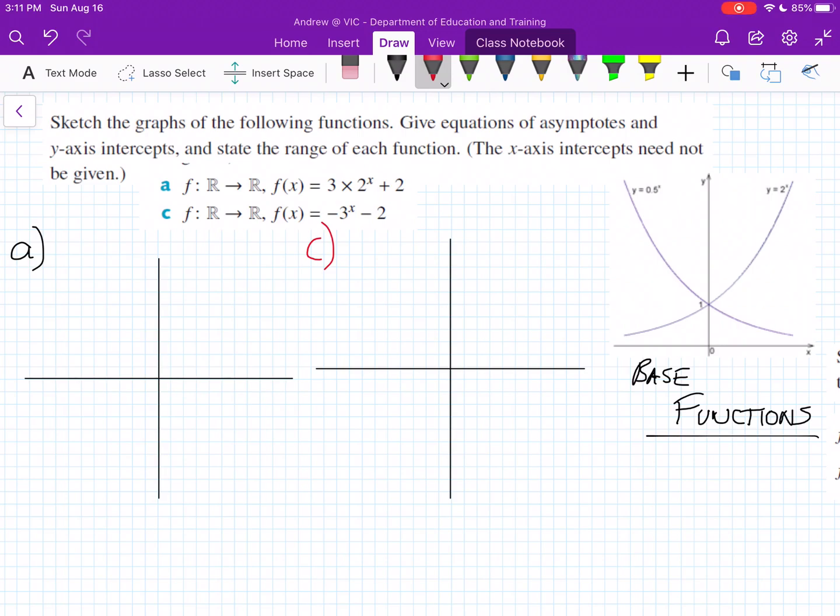G'day everyone. So in this we're going to go over sketching exponentials and how we do this.